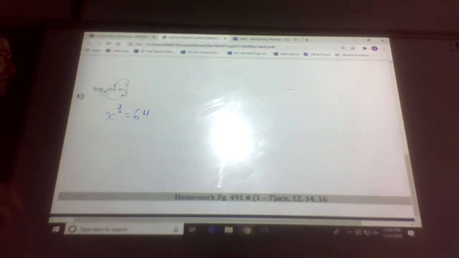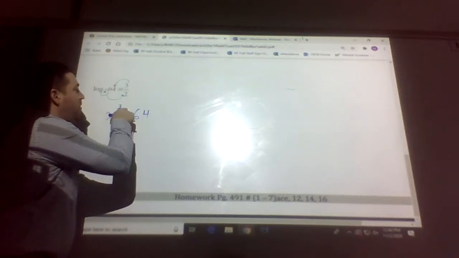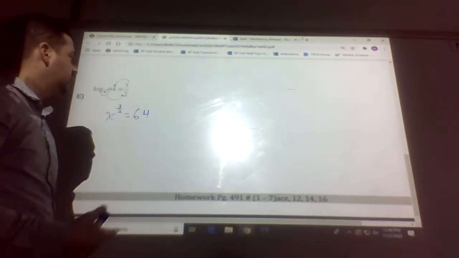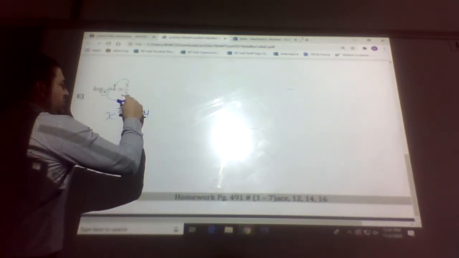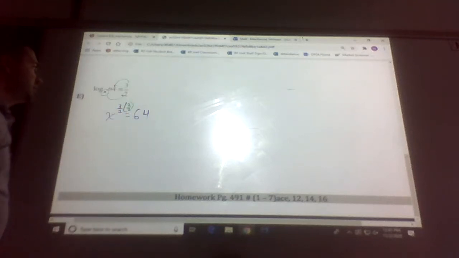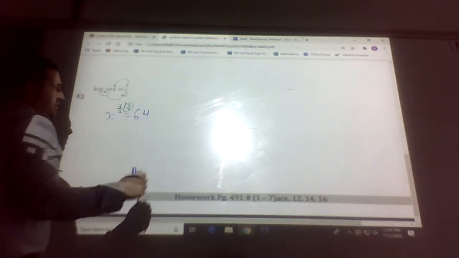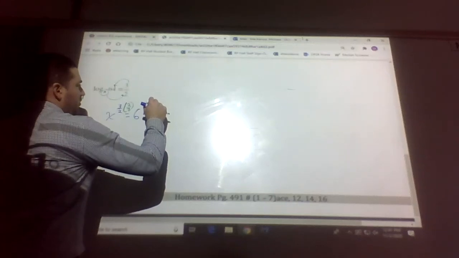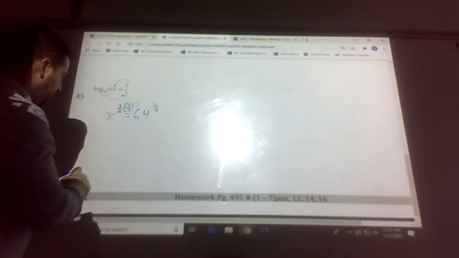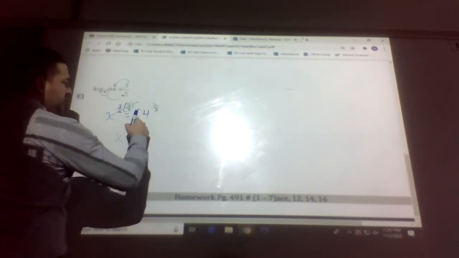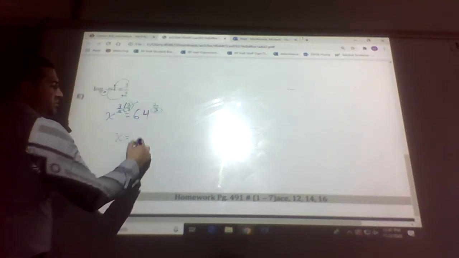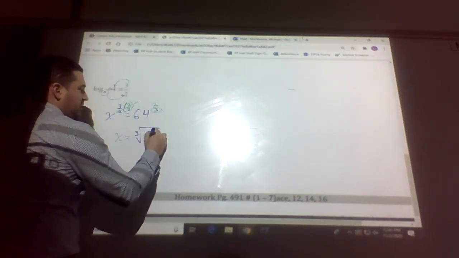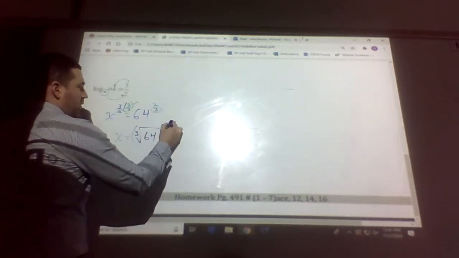Okay, now using the same trick I just taught you, what can I do to this 3 over 2? What do I multiply this by to make it a 1? To make this a 1, I would multiply by its reciprocal, which is 2 over 3, because you get 6 over 6, which is 1. Whatever you do to one side, you do to the other side. So now we get 64 to the power of 2 over 3. Remember, this is your root. So that would be the third root of 64 to the power of 2.